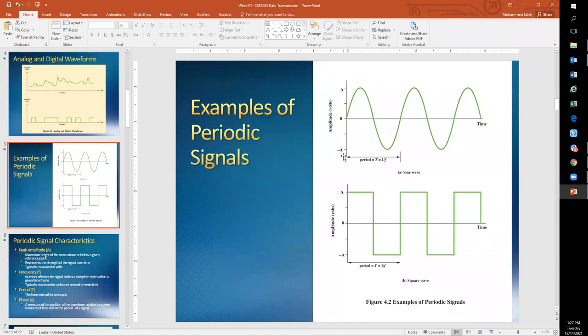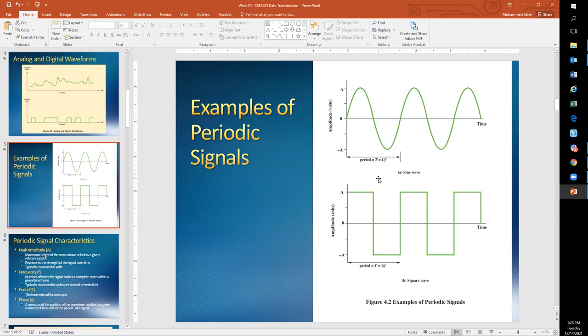These are examples of periodic signals. As you can see here, the time needed to complete one full cycle is called the period, T. The maximum value is called the amplitude. This value A is the amplitude, and it is measured in volts. The time is measured in seconds, and the frequency is equal to the number of cycles completed in 1 second.